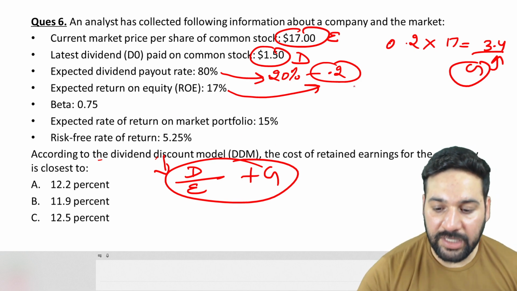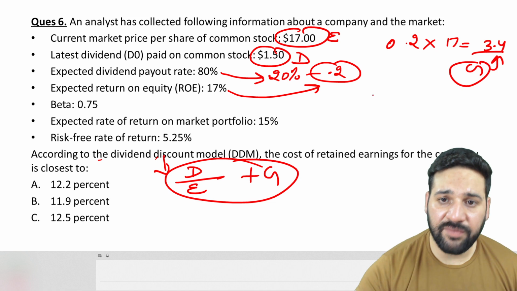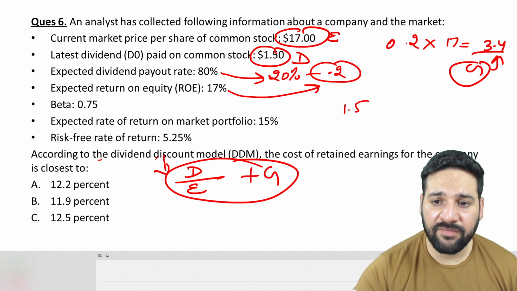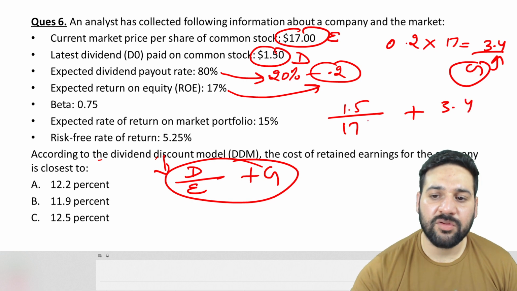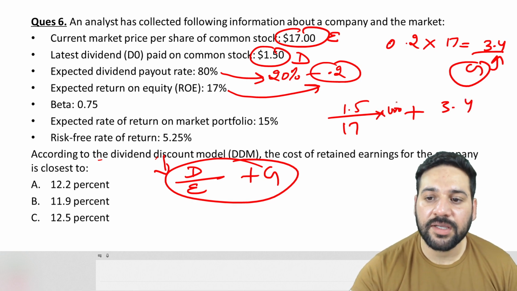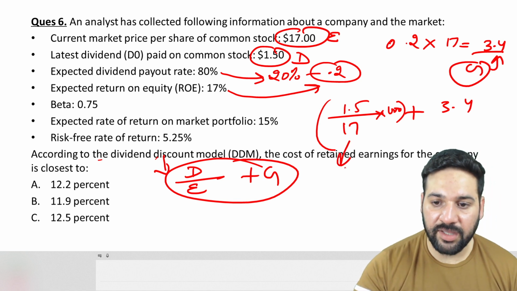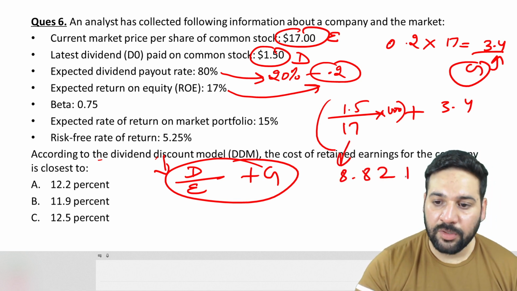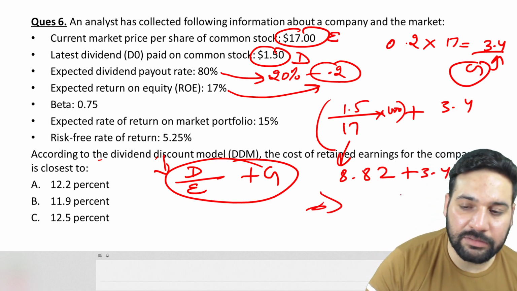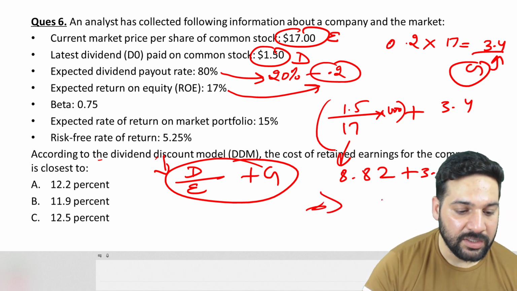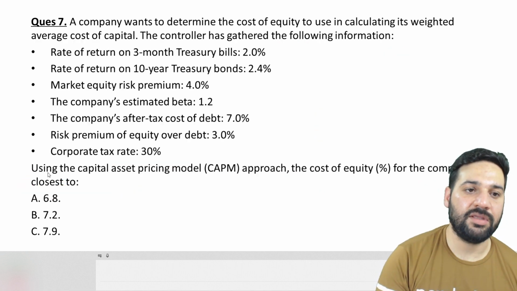So D over E, dividend 1.5 over E, plus 3.4. Multiply that by 100 as well. So the return that we calculate comes to 8.82 plus 3.4. You can easily calculate it by hand. It's not that difficult. So it's like 12.2%. Not a difficult question, a very, very easy question, right?